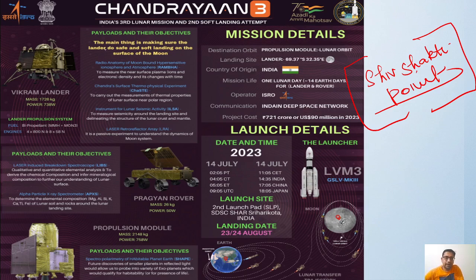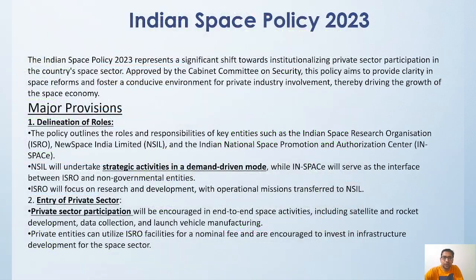So here you can find out all the payloads: what the rover is having, what the propulsion module has, and what the lander has. The lander has the maximum number of payloads with various instruments, and after that we have a payload in the rovers, which has to do certain experiments, and then we have a propulsion module which has one payload, that is SHAPE. Now we are moving towards the Indian Space Policy of 2023.